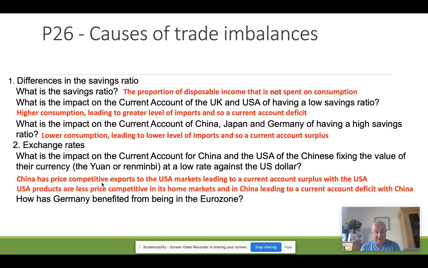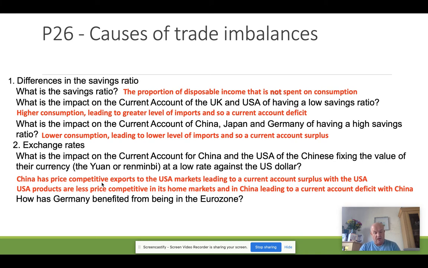Okay, if we think about the implications of that, if the US has products that are less price competitive in its home markets and in China, that's going to mean the USA is going to have a current account deficit with China. So they're going to be hit. It's a double whammy, really, isn't it? Imports are going to be higher because they're cheaper, and exports are going to be lower because, again, that's obviously going to mean that the US is less price competitive.